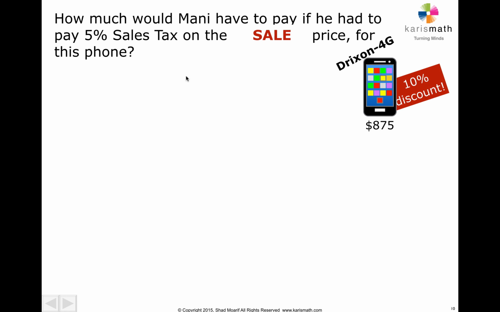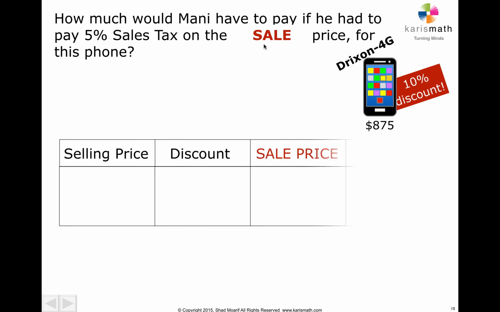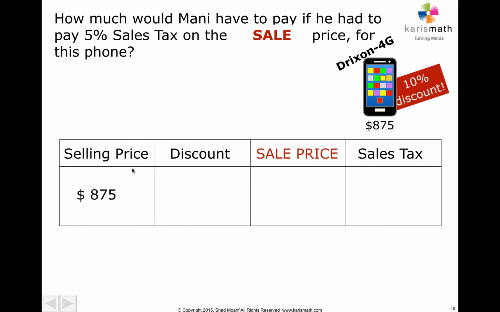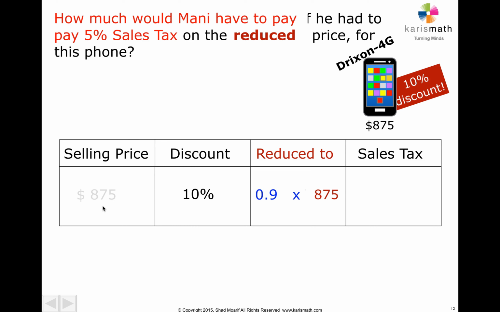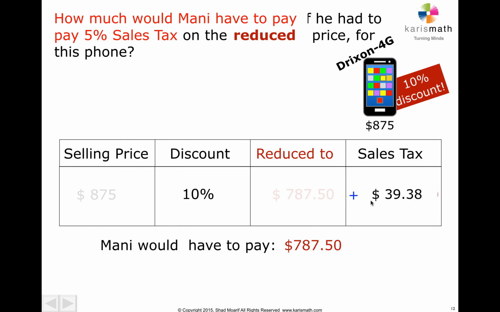So the first thing we need to do is find out what the sale price is. Now the selling price is $875. The discount is 10%. So what's the sale price? Well, if its discount is 10%, that means we're going to bring it down from 100% to 90%. So it'll be 90% of $875, right? So 90% of that is this, which is what we got. And the sales tax on this is 5%. So add that, and there's the answer.